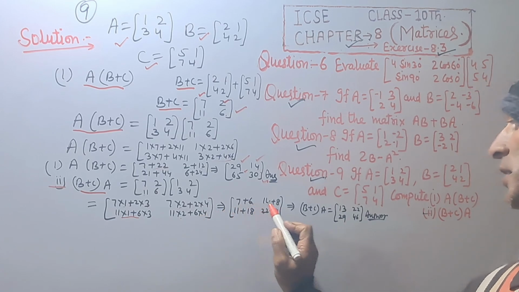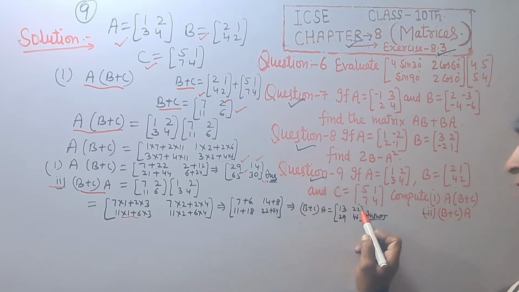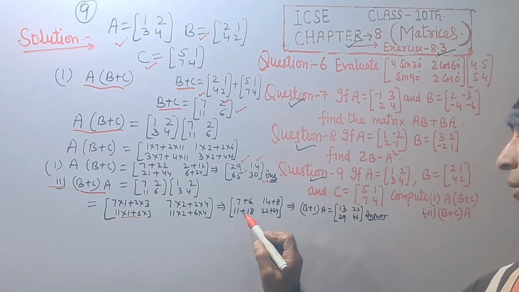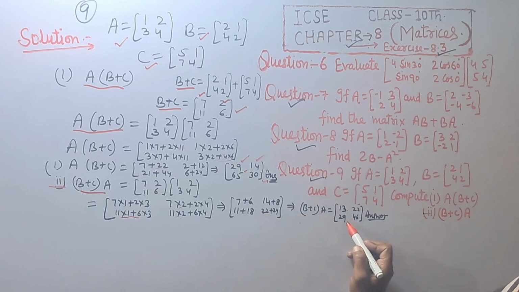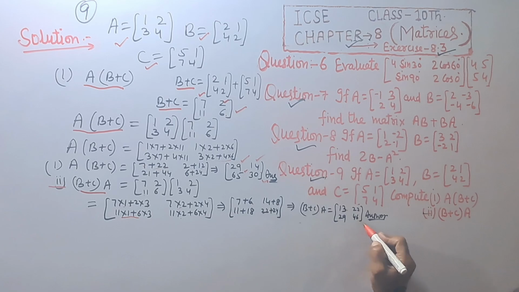And 7 plus 6 is 13. 14 plus 8 is 22. 11 plus 18 is 29. 22 plus 24, that is equal to 46.